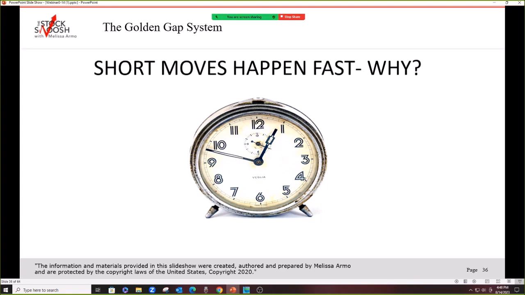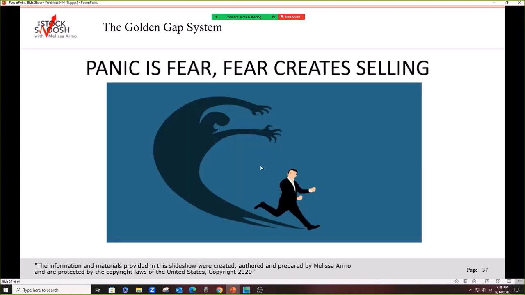So again, the reason I like to short is because short moves happen very, very quickly. It's panic. Panic comes in. Panic is fear. Fear creates selling. Now, I have no idea where the market goes the rest of the week. Will I be surprised if we do not continue to rally? No, I won't. So, yeah, we rallied today. Big whoop. It's only Monday. Will I be surprised if we fall the rest of the week at some point? Could even be tomorrow. No, I will not.